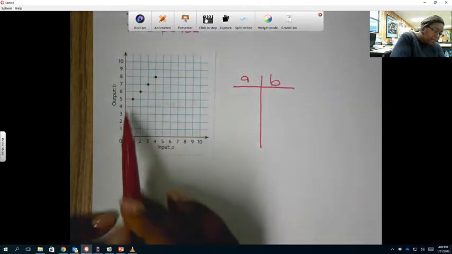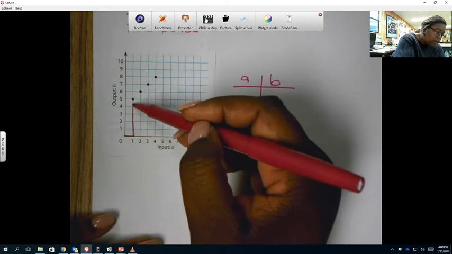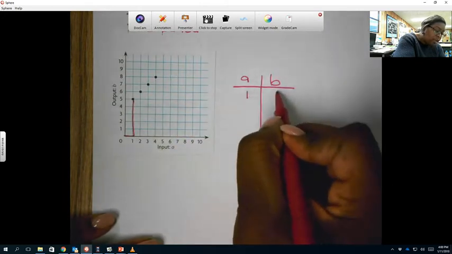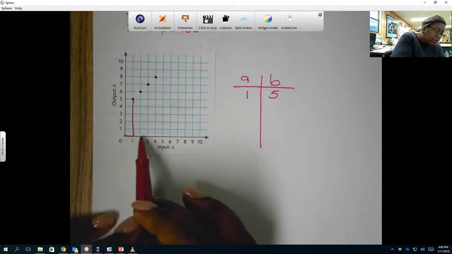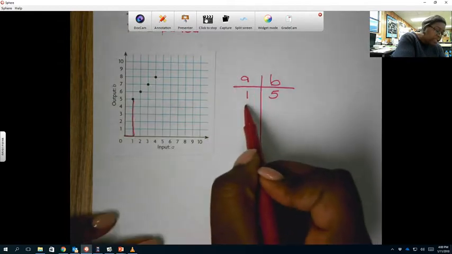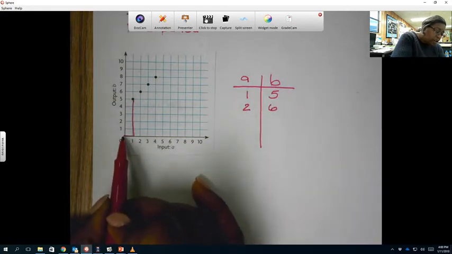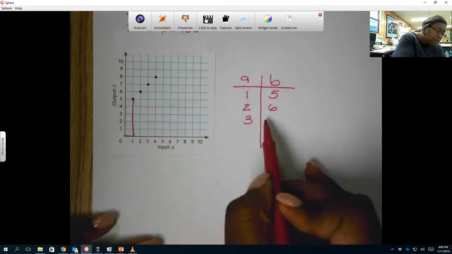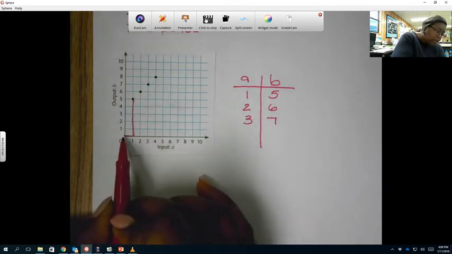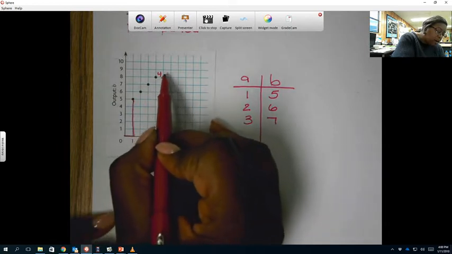To name this point, we go over 1 and we go up 5. 1, 5. To name the next point, we go over 2 and up 6. To name the next point, we start at the origin, we go over 3 and up 7. And to name the next point, we go over 4 and up 8. 4, 8.